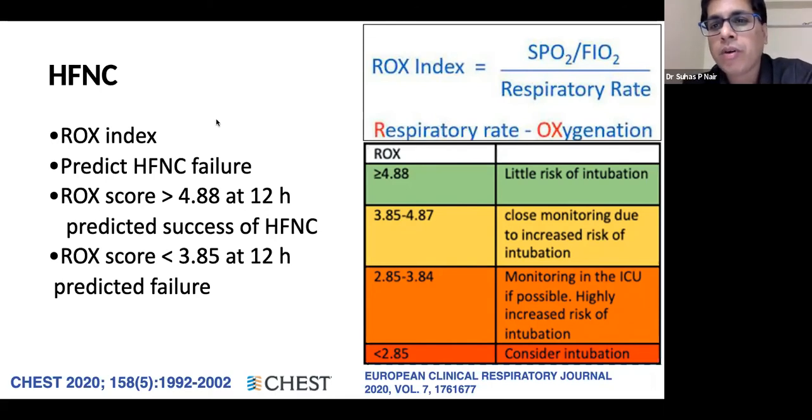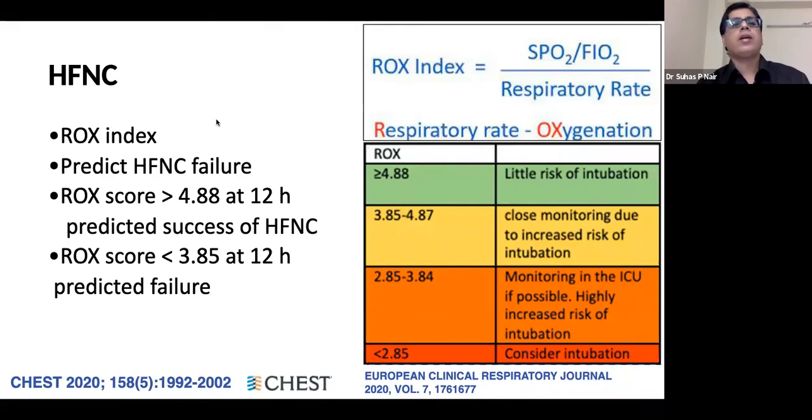Okay, so the ROX index is a simple one. The formula is SpO2 by FiO2 by respiratory rate. A ROX score of 4.88 at 12 hours predicts the success of HFNC. A ROX score of less than 3.8 at 12 hours suggests HFNC failure. In this table, you can see more than 4.8, your patient is stable and safe on HFNC. 3.8 to 4.8, the patient needs close monitoring. 2.8 to 3.2, better to shift the patient to ICU, and always below 2.8, consider intubation.